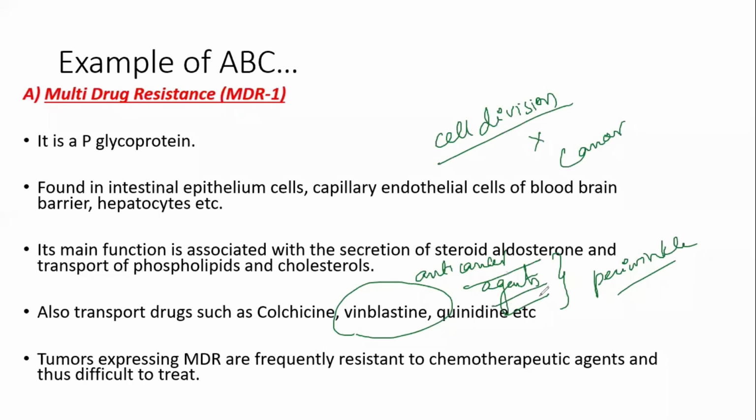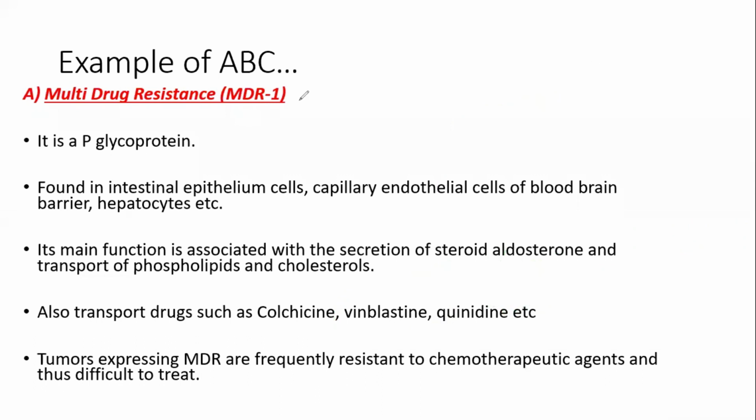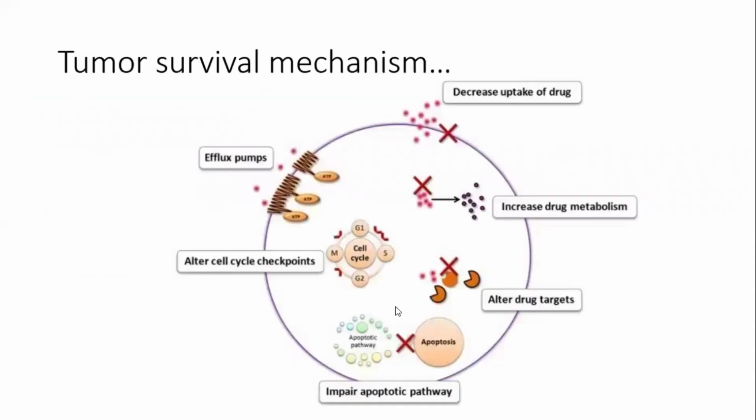Anyways, we have got so many things which act as anti-cancer agents, but none of it is actually helping. Okay. So tumors expressing MDR are frequently resistant to chemotherapeutic agents and thus difficult to treat. Why? As I said, जैसे bacteria के case में they were pumping out the toxin, in the same way cancer cells were also pumping the drugs out. Because of which the drugs which go inside are not able to kill the cancer cell or induce apoptosis. Eventually, the cancer cell is surviving. Okay? Clear?